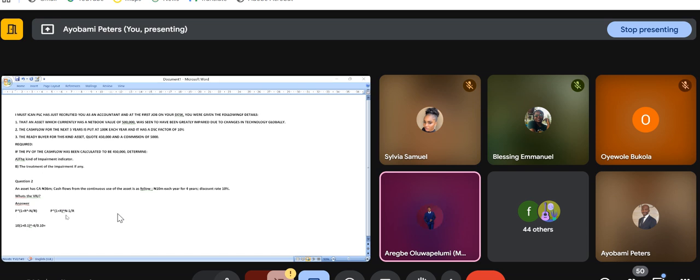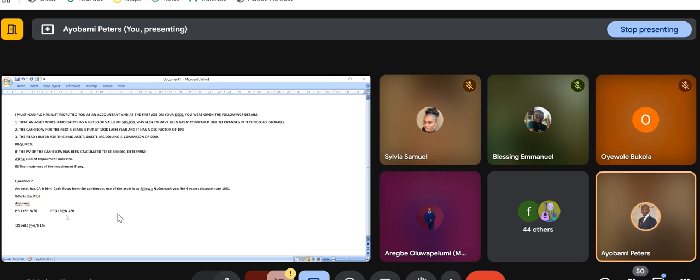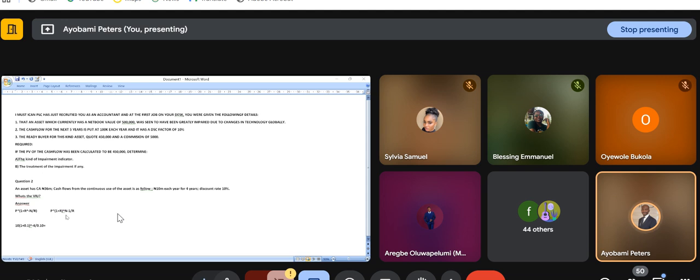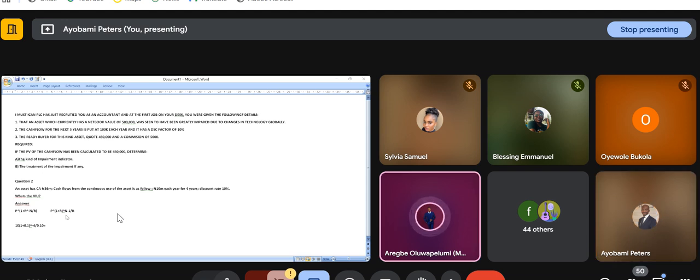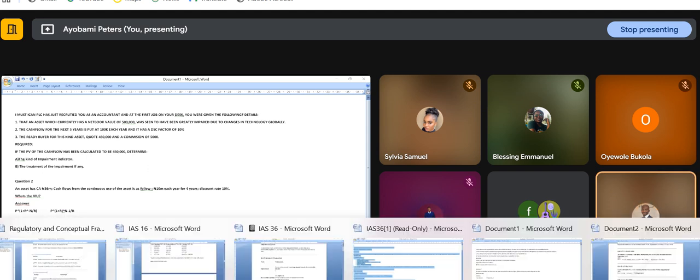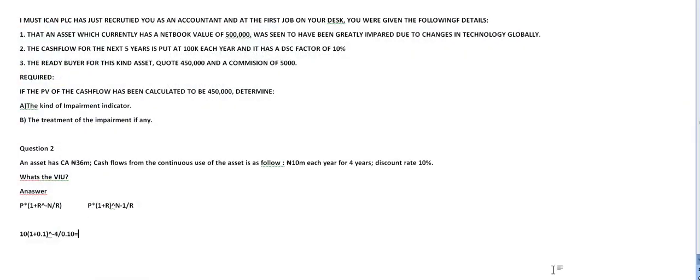Okay. You can mute your mic now. If you are using the second formula, there will be no minus n. There will be no minus n if you are using the second formula. So what we just have is 1 plus r raised to power n, minus 1, divided by r.